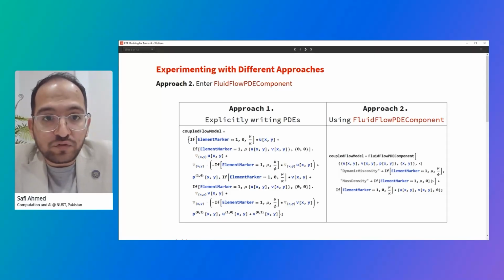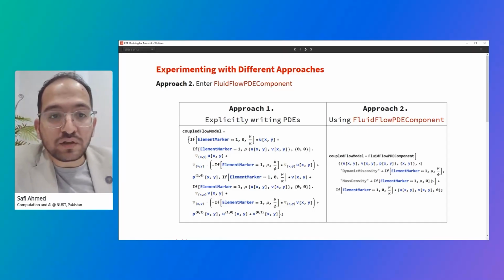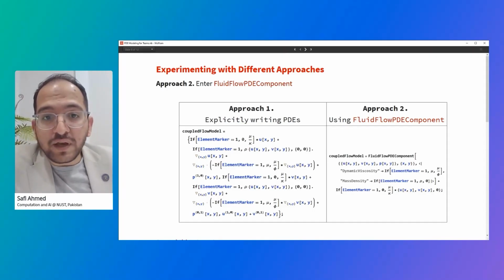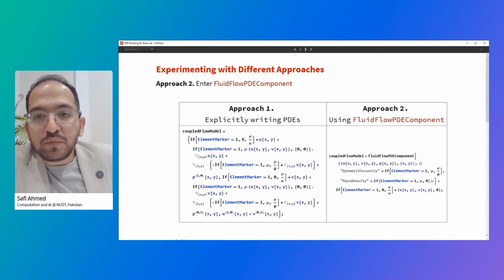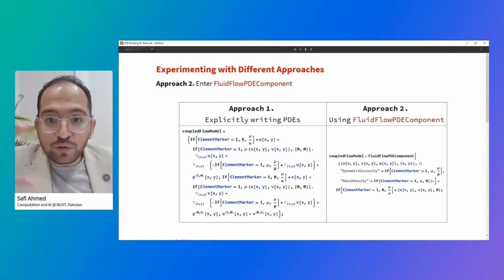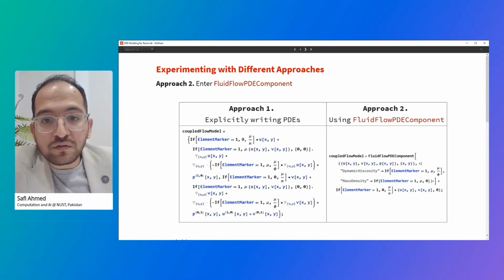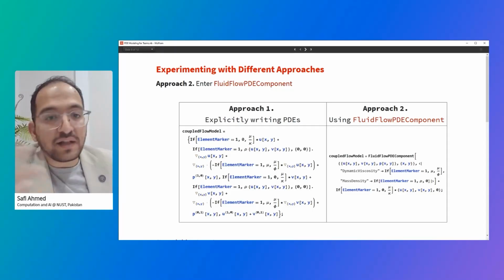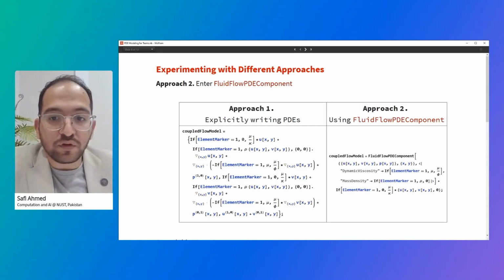And here I have used that component in my second approach to modeling, which you can see here on the right. And if I compare it to my previous approach here, which can be seen here on the left, where I explicitly define the partial differential equations, you can immediately see that the code not only becomes shorter, but the code is more elegant. So, for instance, look how elegantly we have defined the dynamic viscosity and the mass density. We can also see that the code has the fluid flow PDE component. It tells us that somewhere in our code we have the Navier-Stokes equations.